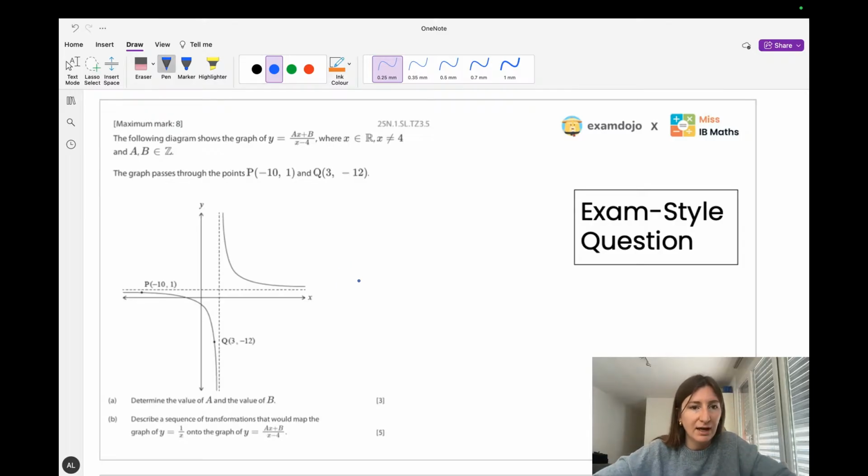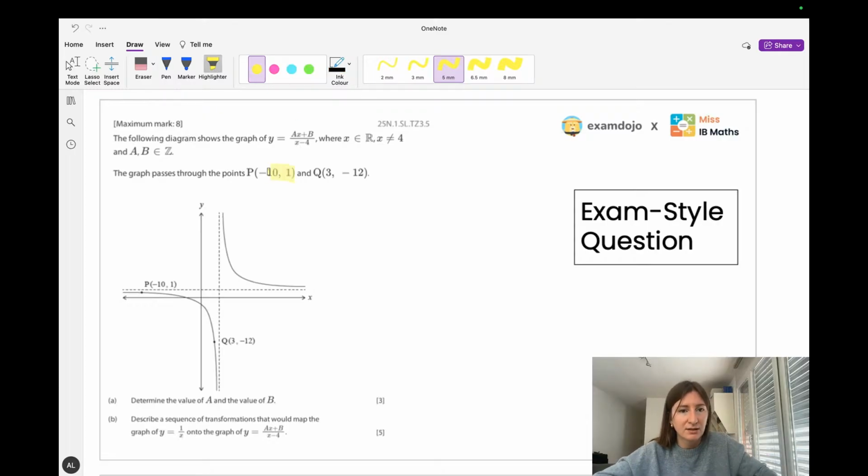So we have the diagram that shows the graph of this rational function. It passes through those points over there. Just to note, those points are not the asymptotes, are not the intercepts, but they're just 2 points on the graph. So that's some key information that we're going to use later. So that's one set of coordinates, and that's one other set of coordinates.